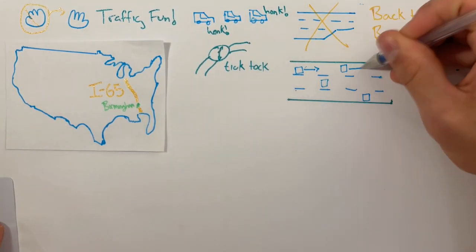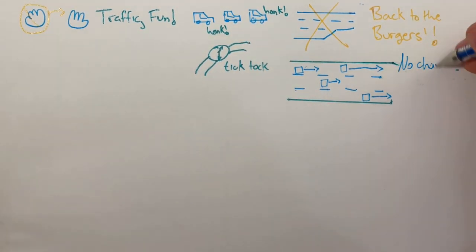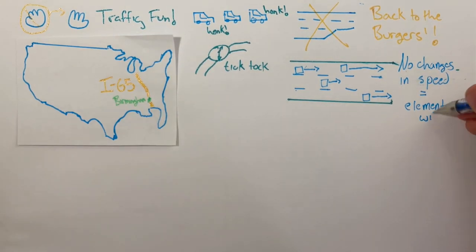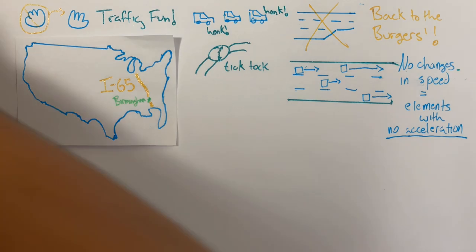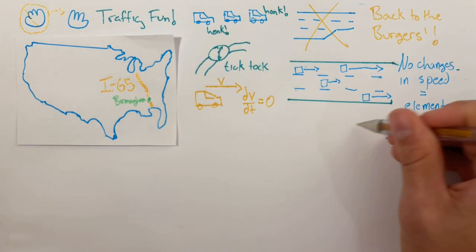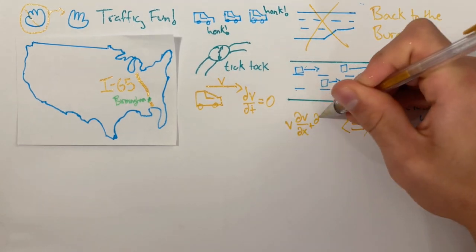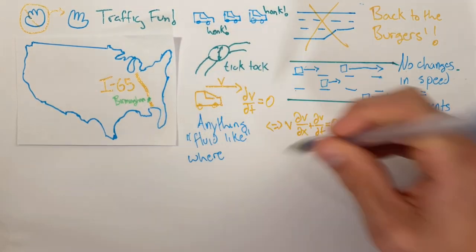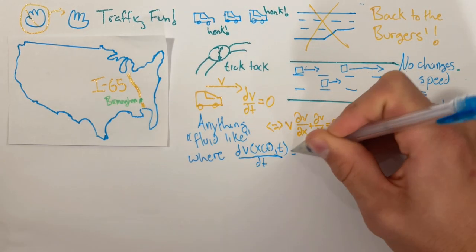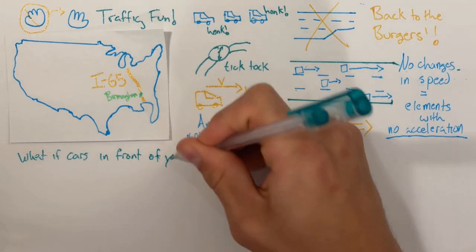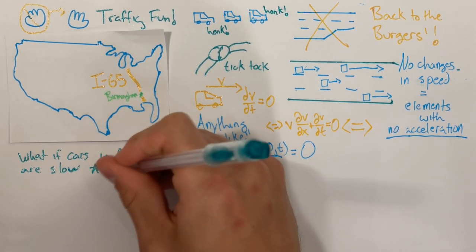Imagine you're in a car on cruise control. You move forward, but don't accelerate. Likewise, if all the other cars are maintaining their speeds, then individually, each element of traffic does not accelerate. But this is exactly what the inviscid Burgers equation describes: any fluid-like medium whose individual parts don't speed up or slow down. So traffic, under normal conditions, can be modeled with Burgers' equation.